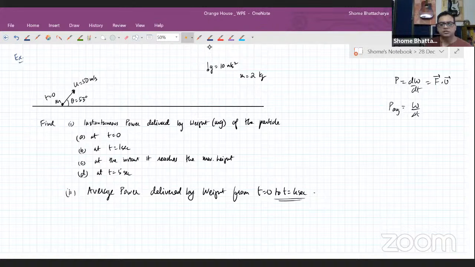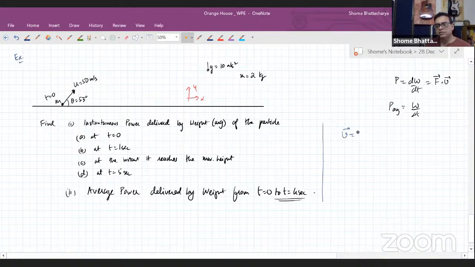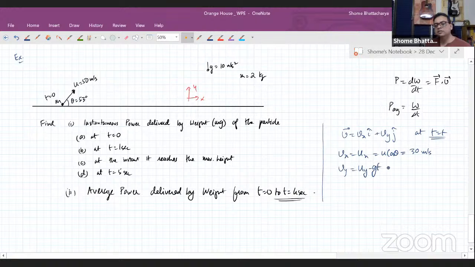Okay, so this is a fairly simple question. All you have to do is understand how to write the velocity and the force in the XY component system. In general in projectile motion, if your velocity is Vx i cap plus Vy j cap at some time t, then Vx is equal to Ux, which is u cos theta, in this case 30 meters per second, but Vy is equal to Uy minus gt, which in this case is 40 minus 10t in meters per second.